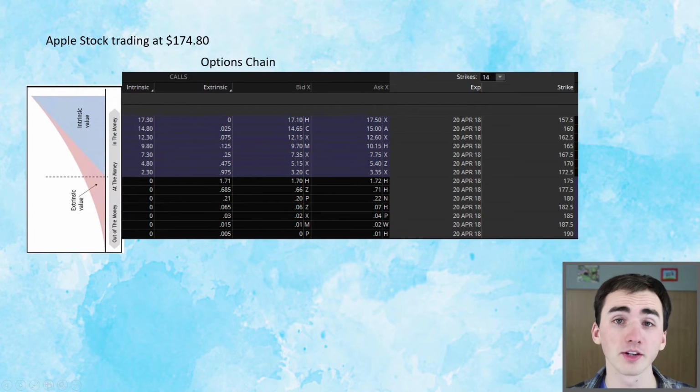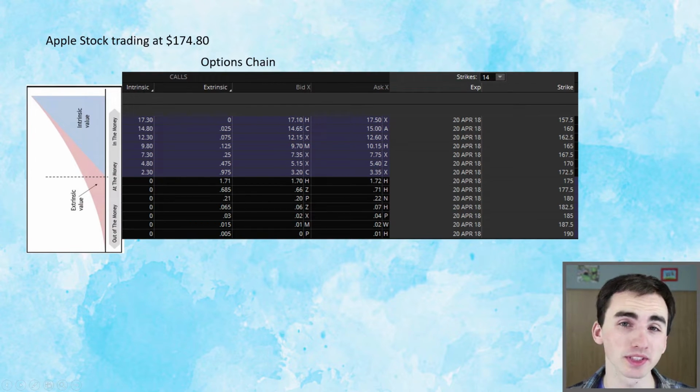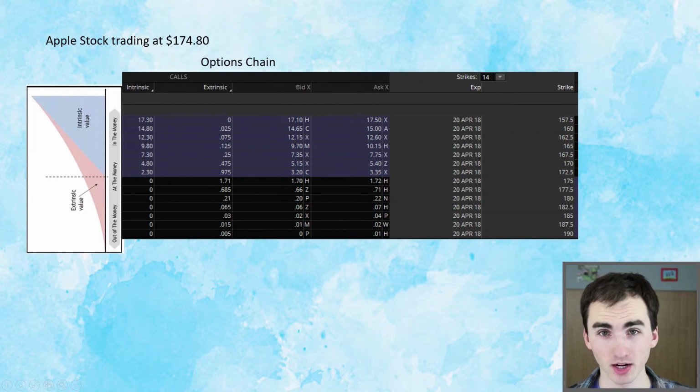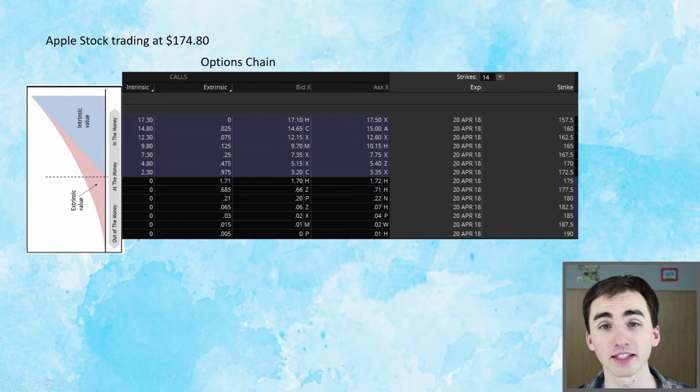Now to show you what this actually looks like on a trading platform, we're going to look at an options chain. An options chain is where you see the price of all the different options that you can buy for a certain stock. I remember this being pretty overwhelming at the beginning when I first saw these numbers, so I'll try and walk you through it as easily as I can. When I took this picture, Apple was trading at 174.80. That is how we're going to calculate and look at these options.